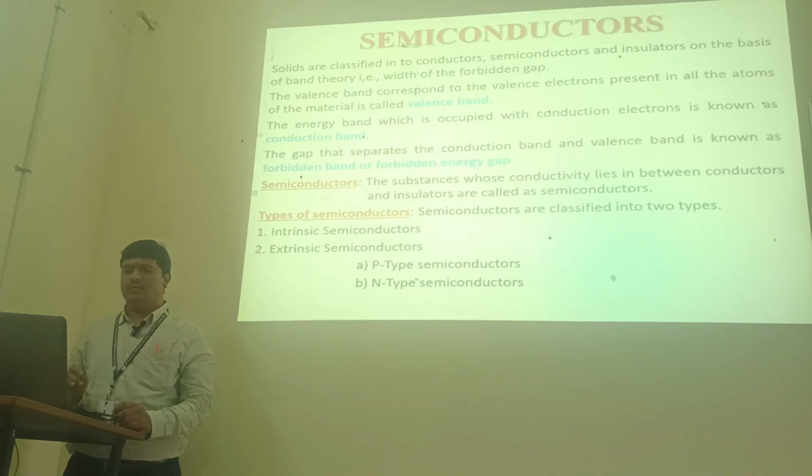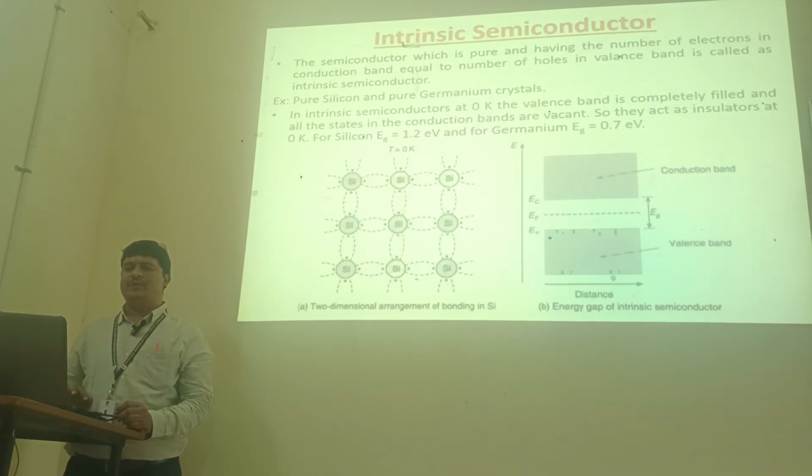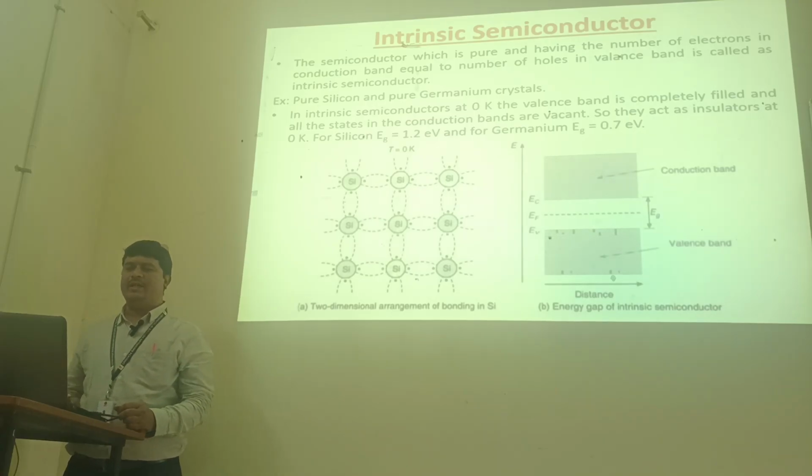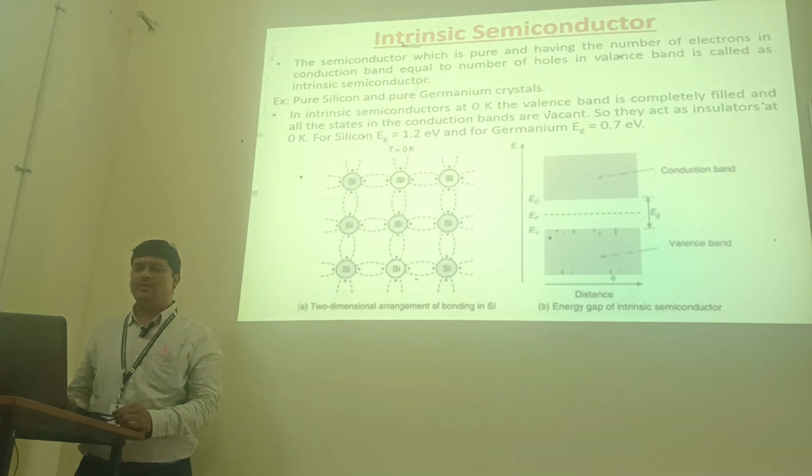According to band theory, semiconductor materials are of two types: intrinsic semiconductor material and extrinsic semiconductor material. Extrinsic semiconductor material again has two types: P-type semiconductor material and N-type semiconductor material. Pure semiconductor materials are known as intrinsic semiconductor materials, for example, pure silicon and pure germanium.